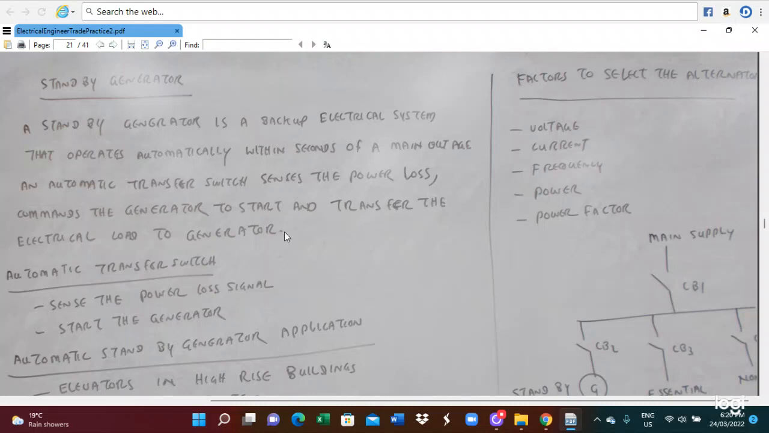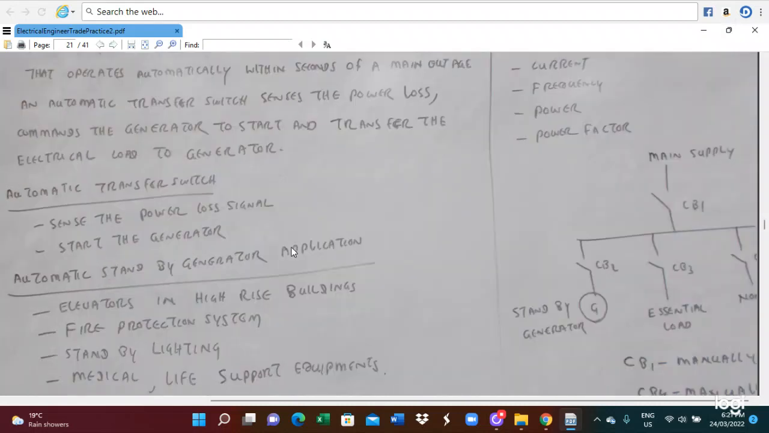So the standby generator is a backup electrical system that operates automatically within seconds of the main power blackout, and the automatic transfer switch senses the power loss, commands the generator to start and transfers the electrical load to the generator. So the automatic transfer switch senses the main power loss signal and starts the generator.